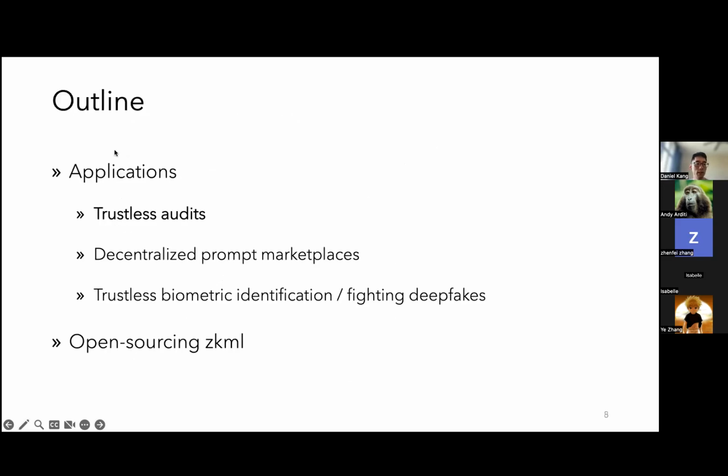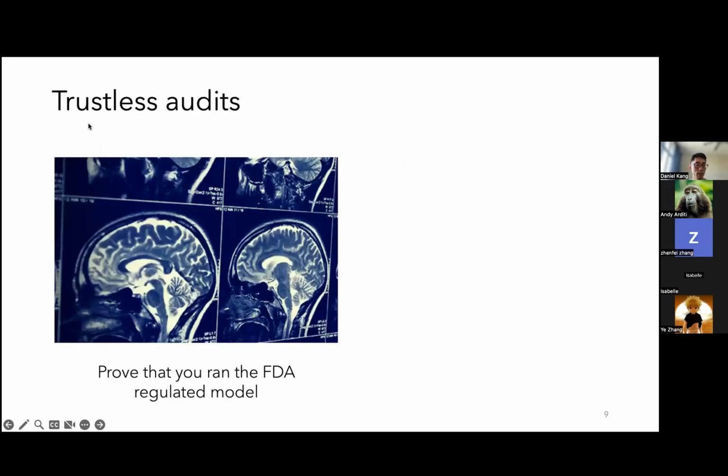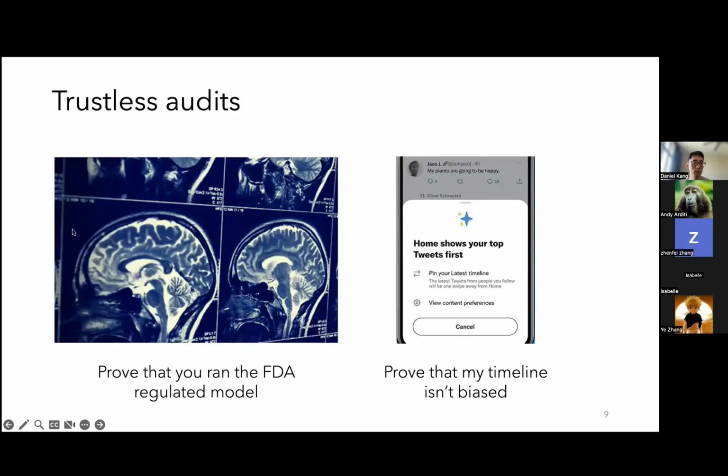And speaking of applications, I'll walk through three of them that open source frameworks zkml can enable, starting with trustless audits. So why do we care about trustless audits? You might want to have a variety of applications, for example, proving that you run an FDA-regulated model, or for example, proving that your Twitter timeline isn't biased, given the recent interest in social media recommendation algorithms.